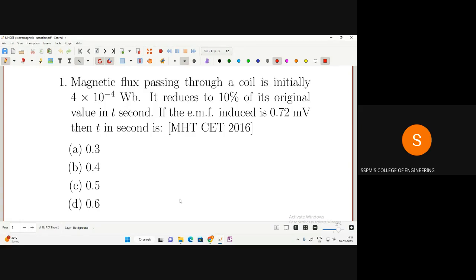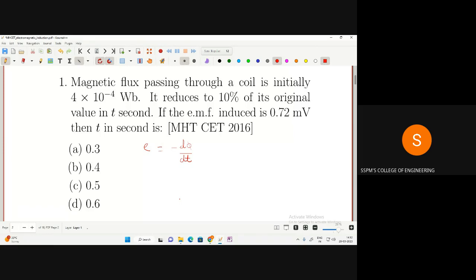So how to solve this example? As you know, the flux is changing from initial to final, so this example is based on Faraday's law. According to Faraday's law, let's consider the EMF is E. The EMF induced in the coil is equal to the rate of change of magnetic flux, and the negative sign is given according to Lenz's law. This equation you should know.